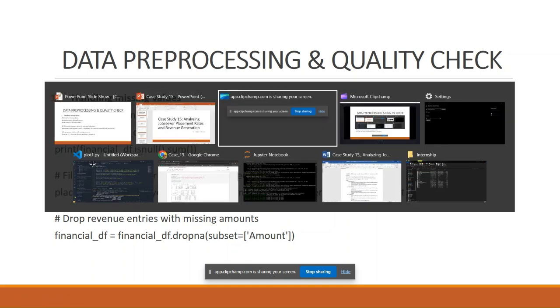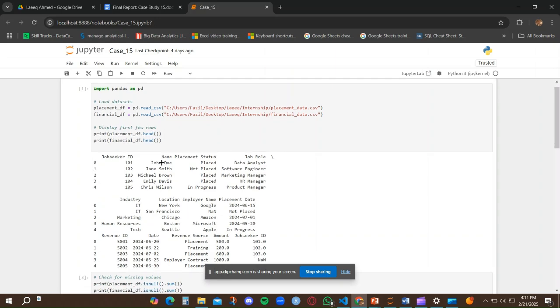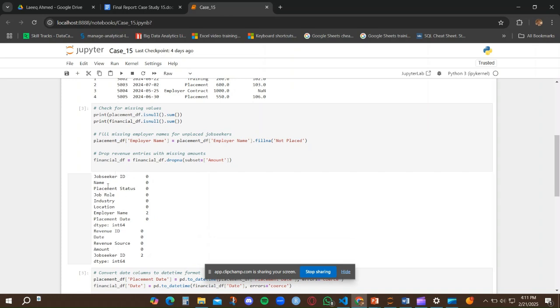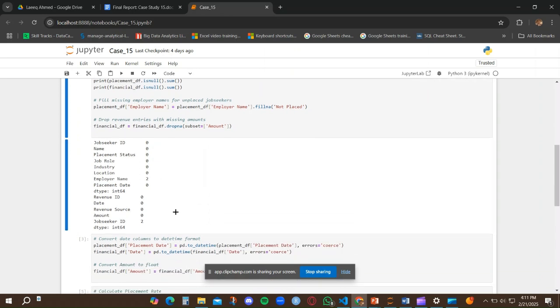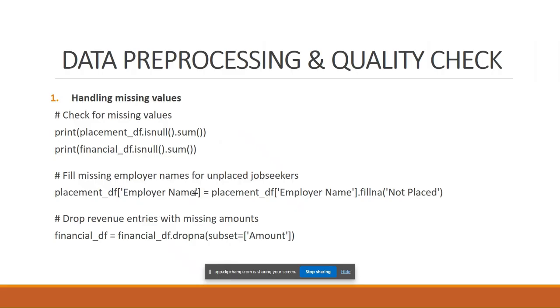In this case, when I have run it, this will show the head of the data sets. And this shows the columns as well as the missing values in each column. So we see in the placement data set that the employer name has two values missing, and the job seeker ID has two values missing for the financial data set. So to handle that, we fill the missing employer names with "Not Placed" in the placement data set. And in the financial data set, we drop the missing amounts.